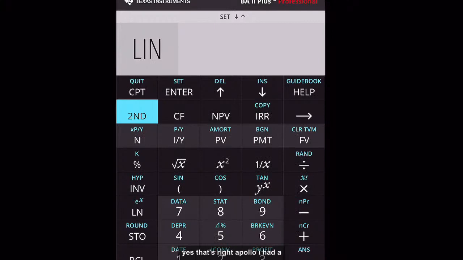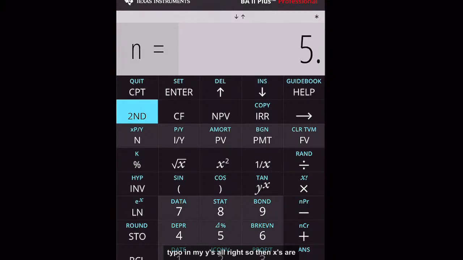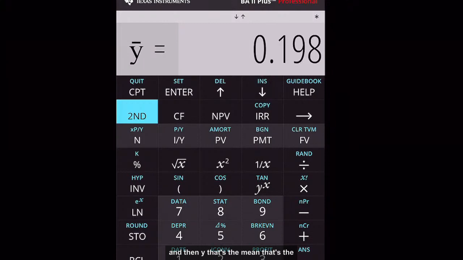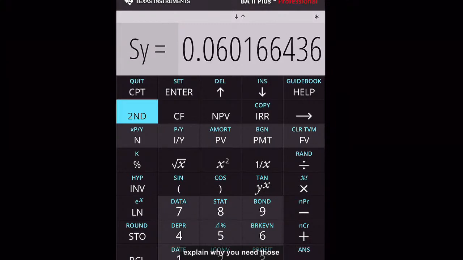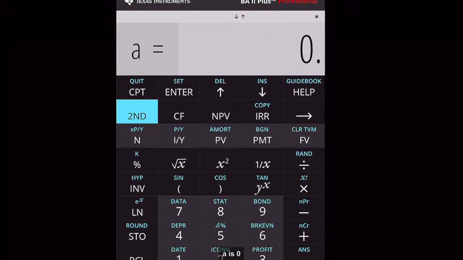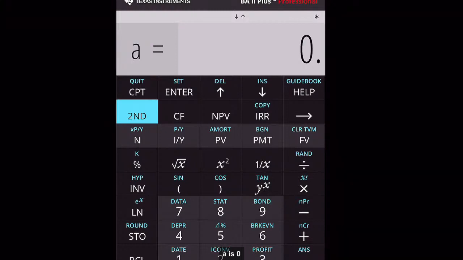Yes, that's right, Paula. I had a typo on my y's. All right, so then x's are all good. And then y, that's the mean, that's the standard deviation. And I'm going to explain why you need those. But all these results are here in your calculator. There's your standard deviation. Okay, so A is 0, B is 2, and R is 1.